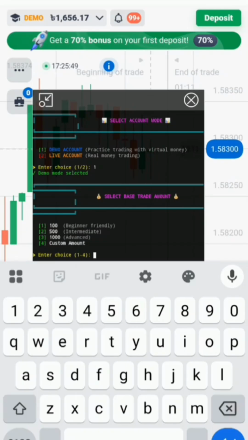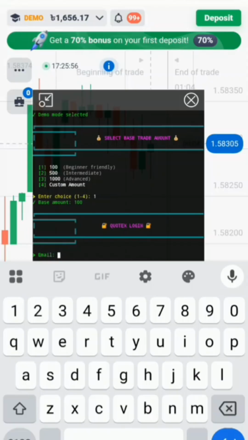Next, we select the trade amount. I am pressing 1 and selecting the 100 amount. This trade amount works according to the currency selected in your app. I have selected BDT, so my trades will be placed in BDT.